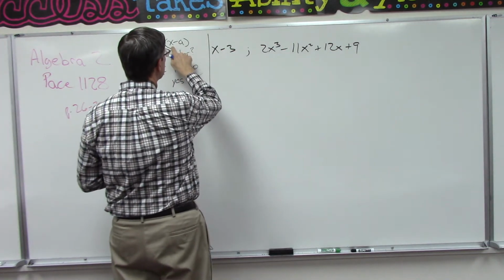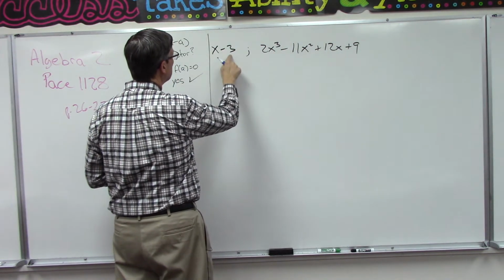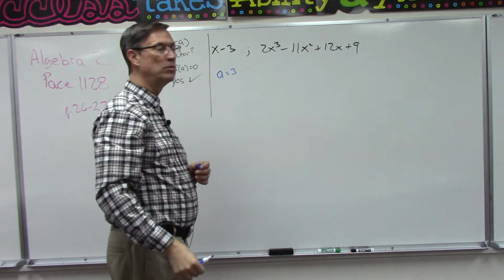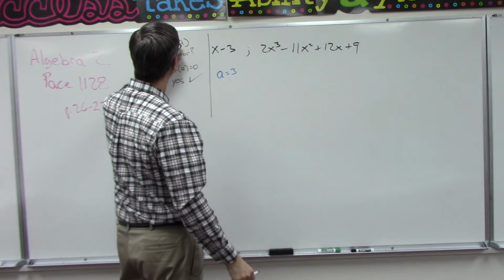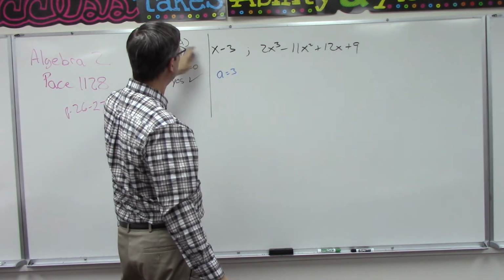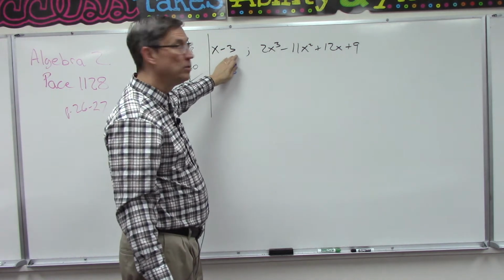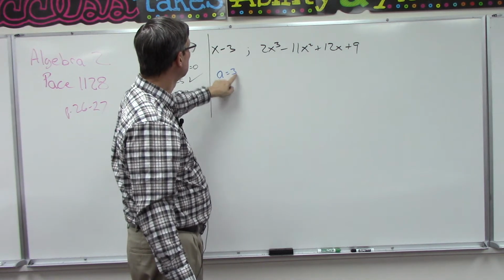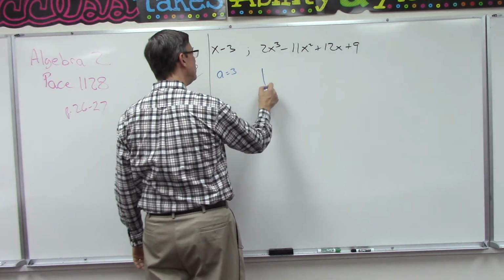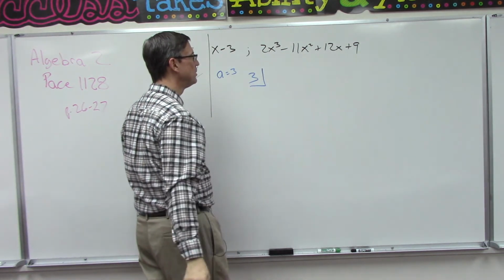So in this case, notice the template, x minus a, x minus 3, that means a is the positive value 3, okay? If this had been x plus 3, and this is x minus 3, then I would need the opposite value for the 3. But here I take the positive value. Now what that means is we're going to do that synthetic substitution thing.